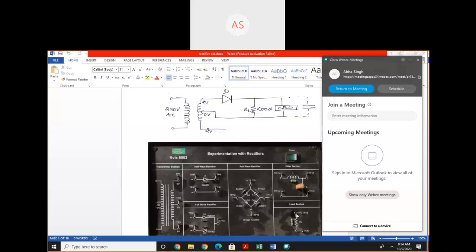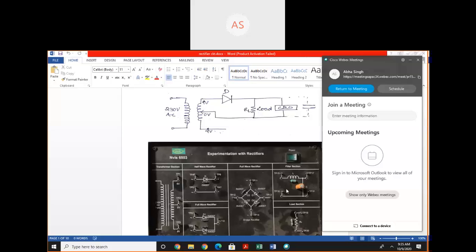Then we connect one channel of CRO between these points. Here we get the output, and if we connect CRO probe between these 2 points, we get an input waveform. When we connect CRO between these 2 points, we get an output waveform. And this is without filter.